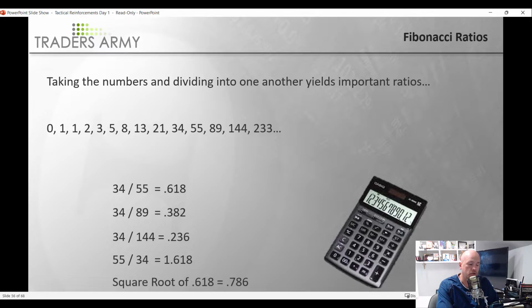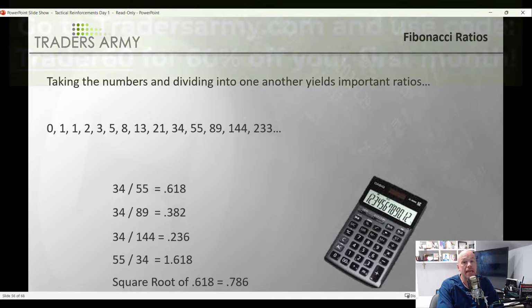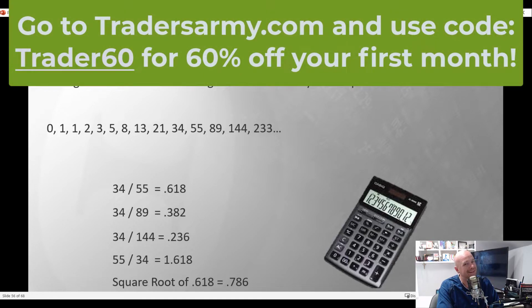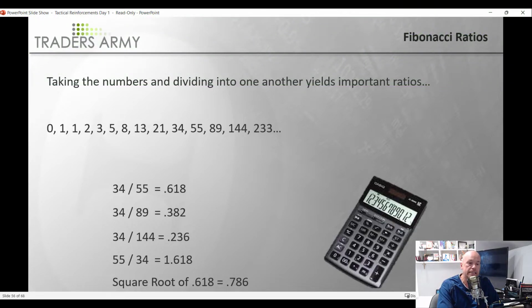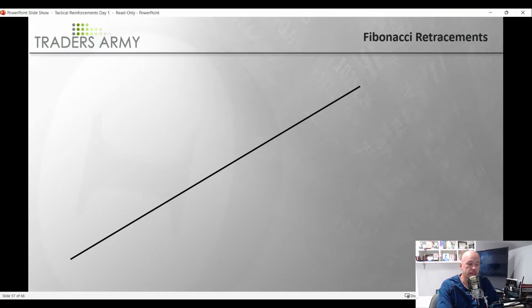Now, there's a few more that are added. The square root of 0.618 is 0.786. So you do see 0.786 used quite frequently. And then you also see 50% as a fib number. Although 50% is not a Fibonacci retracement, it is a fib number nonetheless, is what people use, right?